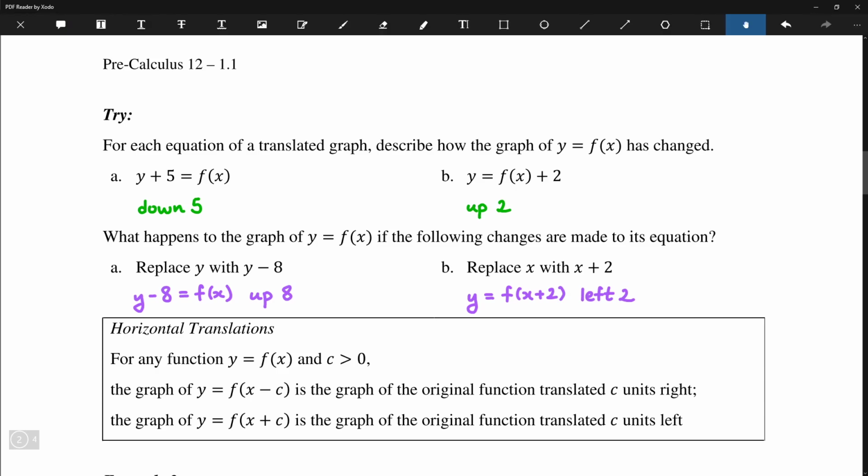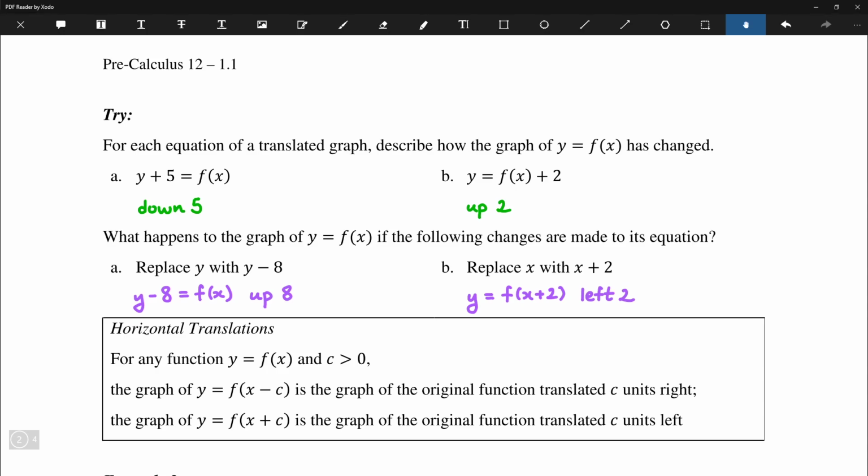Right, because when we replace y with y minus 8, the graph moves in the positive direction of y, which is up. So if we replace x with x plus 2, the opposite will happen. So we move the graph in the negative direction horizontally, and that results in moving the graph left 2 spaces.